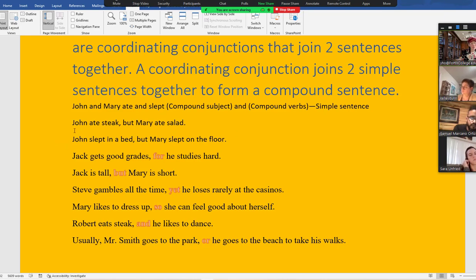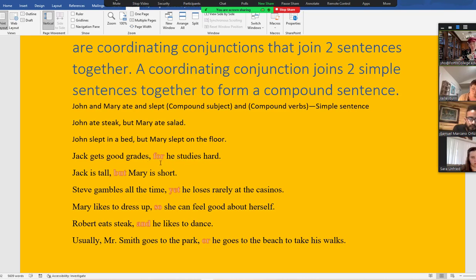So instead, you want John ate steak, but Mary ate salad. So here you have FANBOYS, and you always have a comma before but or the other FANBOYS. John slept in a bed, but Mary slept on the floor. John gets good grades, for he studies hard. Not many students know that "for" means because. That's another way of saying because. So John gets good grades because he studies hard.